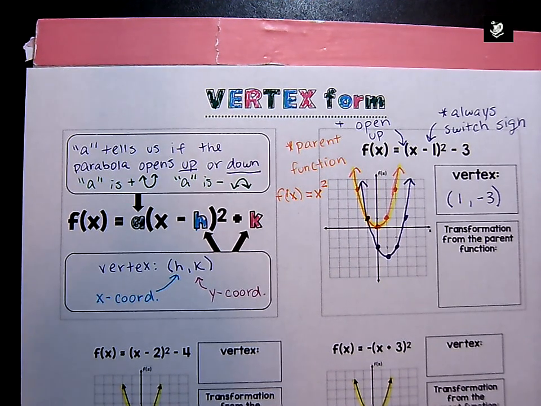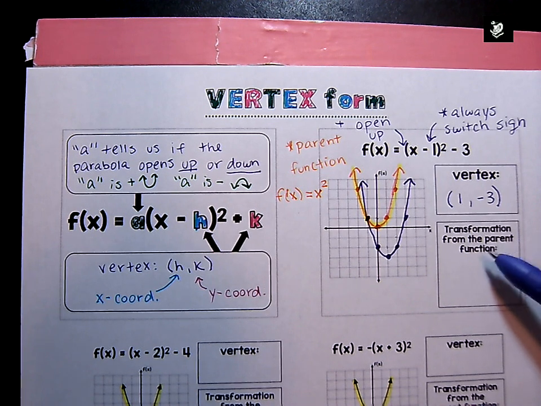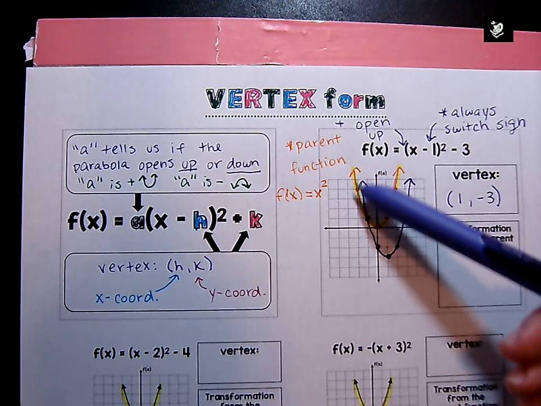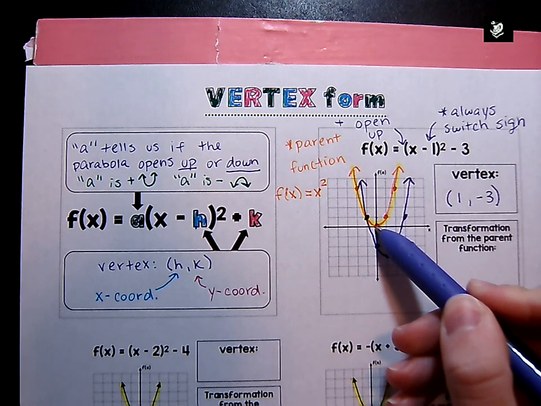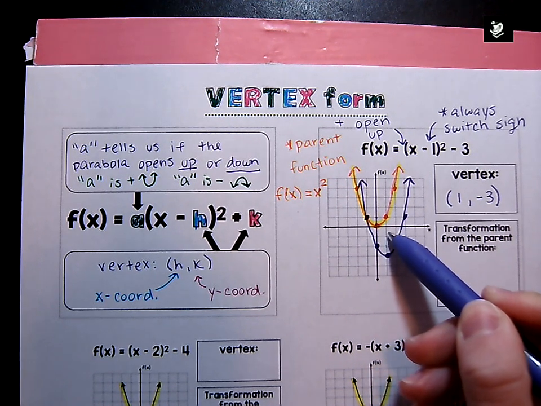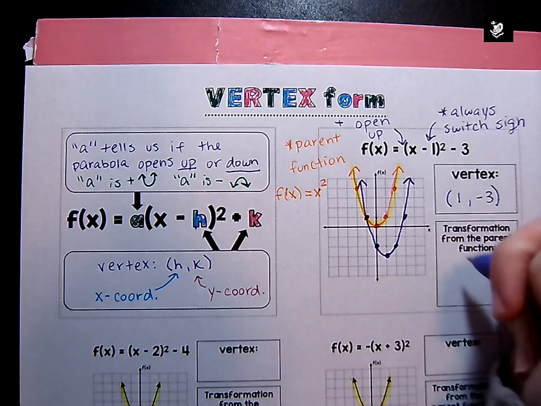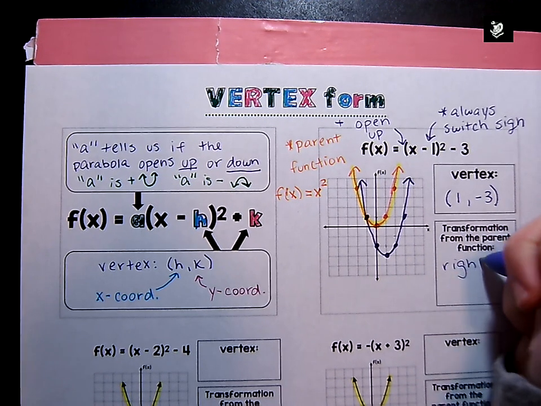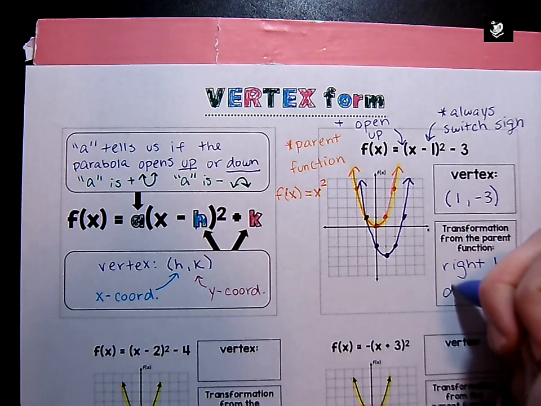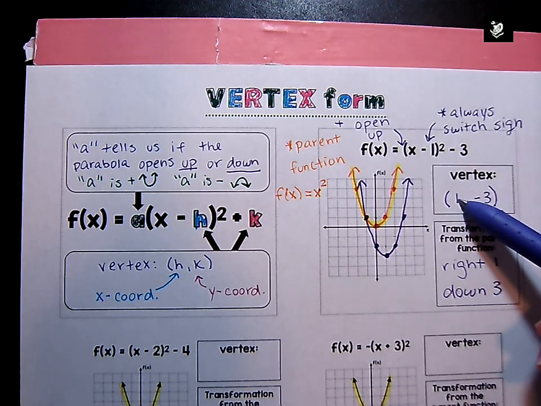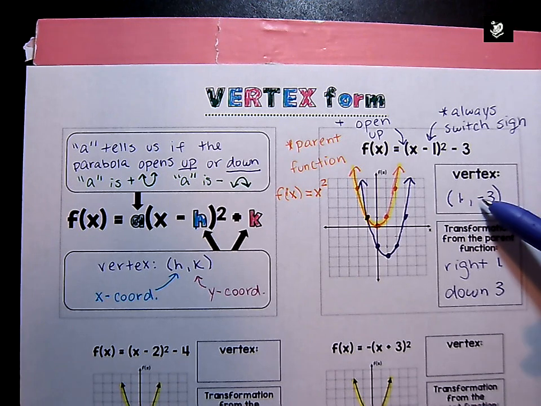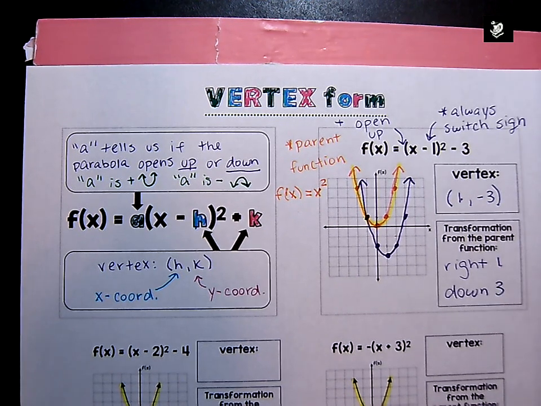So comparing to the parent function, I want to know, what's the transformation? And transformation is just a fancy word for saying, how did this new parabola move from its starting position? Well, if I look at the vertex, I could see that I went to the right 1 and then down 1, 2, 3. So that's what I'm going to write for the transformation. This parabola went to the right 1 and down 3. And you can actually look at the vertex too. It's a positive 1, so that is to the right, and it's a negative 3, so that means down 3.